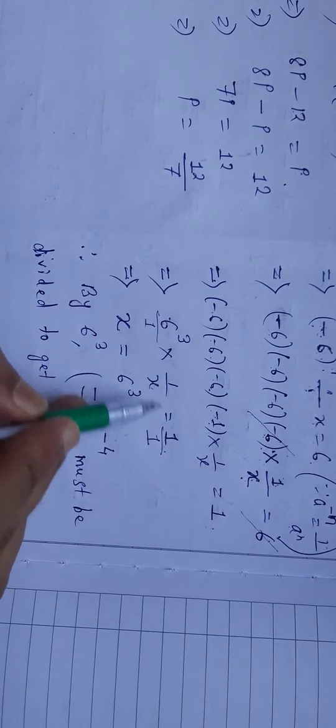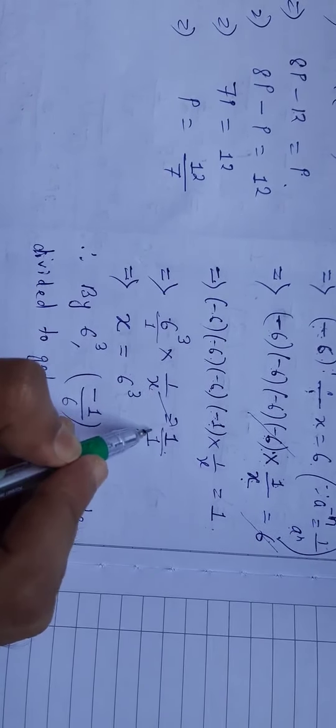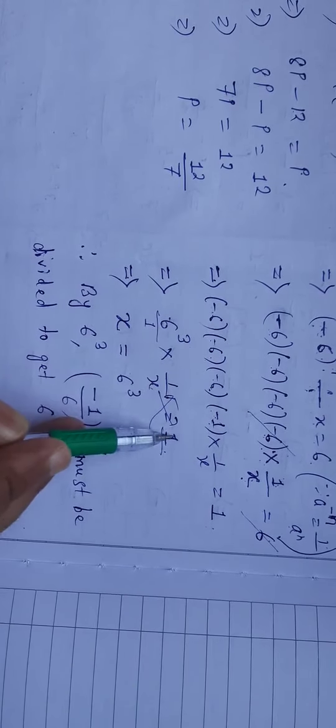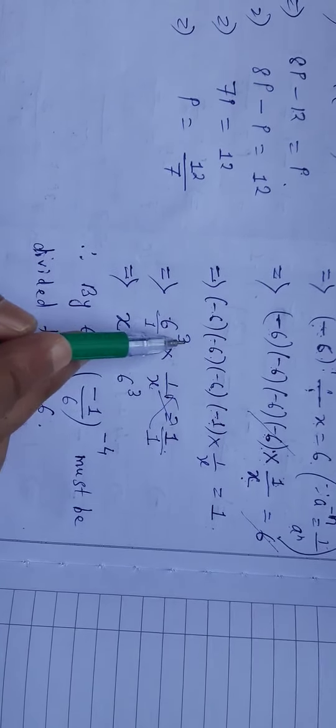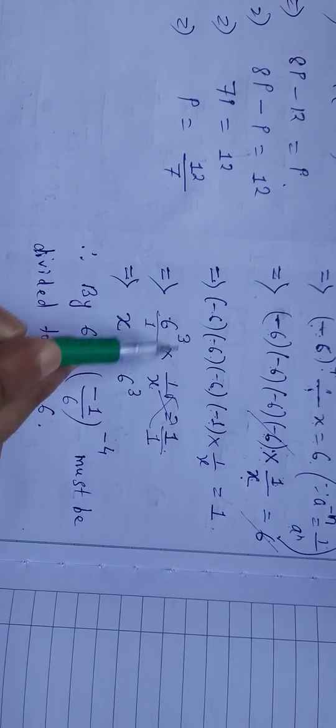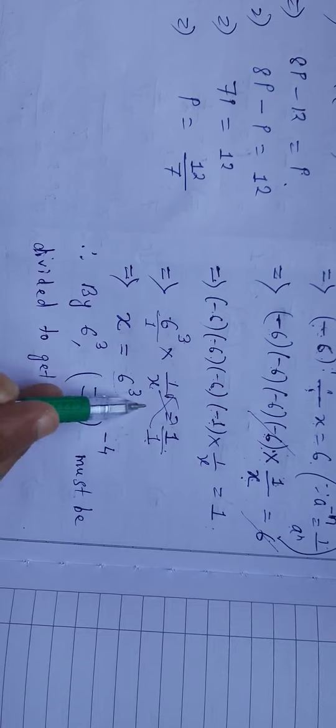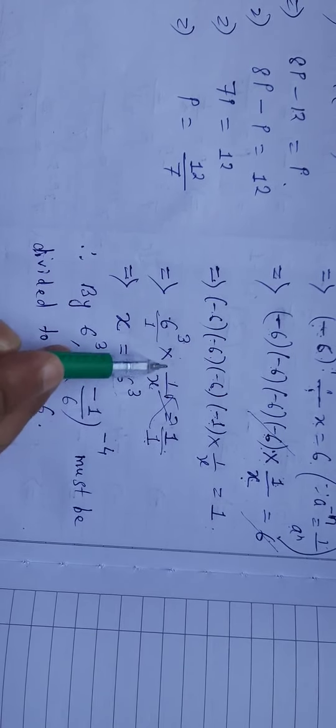And then we'll go for cross multiplication. When we cross multiply the value, it becomes x into 1 is x, and 6 cube into 1 is 6 cube, and 6 cube into 1 is once again 6 cube. So the answer is 6 cube. This is by cross multiplication.